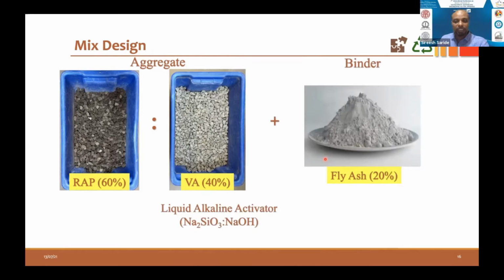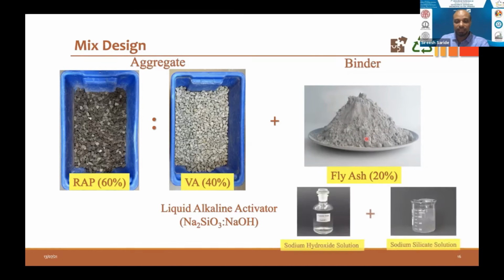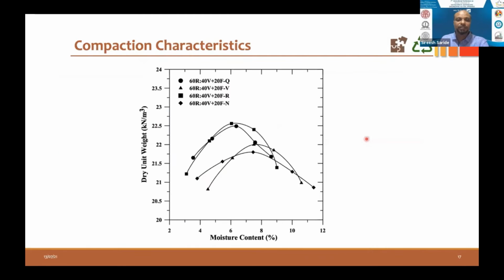To activate fly ash, a liquid alkali activator, which is nothing but an alkaline solution, is required to energize or activate the inert silica and alumina from the fly ash. So sodium hydroxide and sodium silicate were added in different combinations. We'll be talking about 50-50% and 70-30% here. So these are the compaction characteristics to prepare the specimens for resilient modulus and UCS testing.